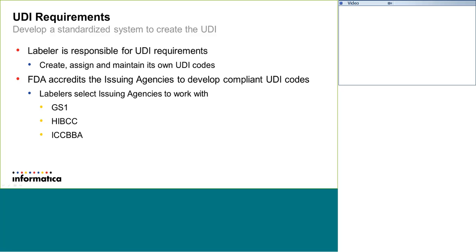In other words, the issuing agency is an organization that operates a system for issuing compliant UDI codes for the labelers. It's important to note, the FDA requires that all UDIs will be issued under a system and standards managed by an FDA-accredited issuing agency. In the slide, there's a list of the accredited issuing agencies.